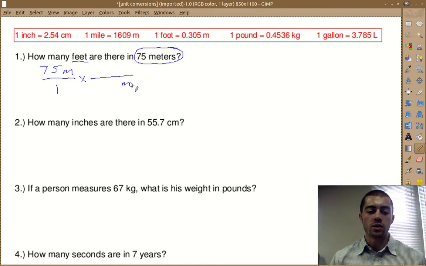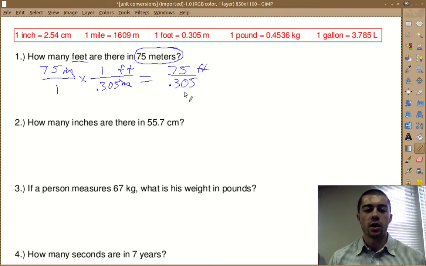We want to put meters in the denominator of this fraction so that meters will cancel out with meters, because anything in the numerator and denominator will cancel out. So what we want is feet. So if we put feet on top here, we've canceled out the meters and now we're in the units we want. So all we have to do is figure out this conversion factor here. We have 1 foot is 0.305 meters, and I just got that from right up here. So then all we have to do is multiply straight across the top, 75, and straight across the bottom, 0.305, and the units that we're left with are feet.